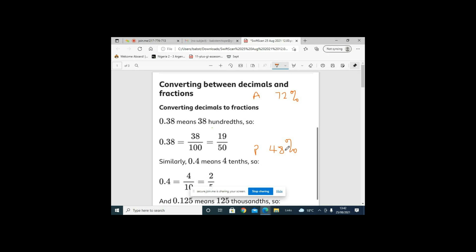I've got 18 over 25. Okay, you got 18 over 25. I've got 12 over 25. Yeah, 12 over 25 is fine. 12 over 25 is correct for this, and 18 over 25 is fine for this one too. That's perfect.